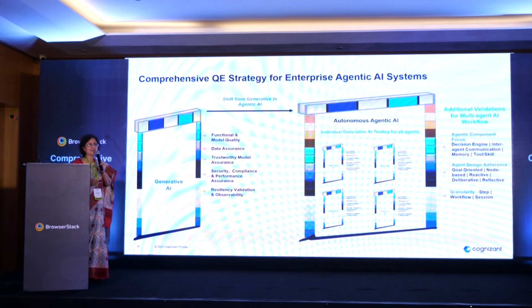This is a very heavy slide. I'll not get into the details of this, but I'll try to explain this. We spoke about QE for AI. Now we are speaking about QE for agentic AI, right? So the thumb rule that we adopt here as an organization, we validate the agents. We use the same principles: model validation, data validation, trustworthiness validation. We also do security and performance assurance of the agents, as well as the resiliency validation of these agents. So we are actually testing the agents inside out.